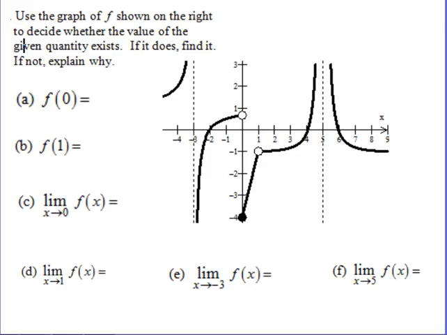All right, so it says here, use a graph of f shown on the right to decide whether the value of the given quantity exists. If it does, find it. If not, explain why. By the way, can anybody tell me what kind of function this is? This is a piecewise function, right? This is the definition of a piece. There is no equation that's all of this stuff put together, right? So notice it's just pieces.